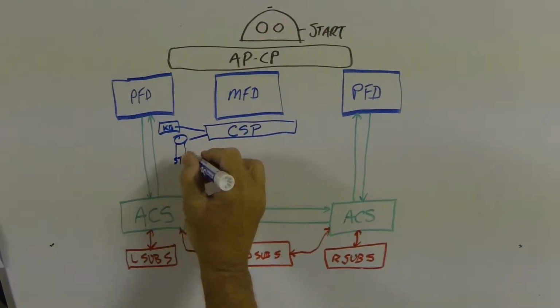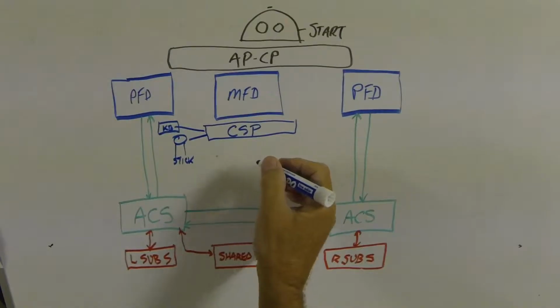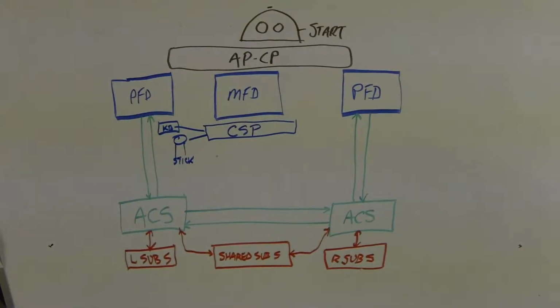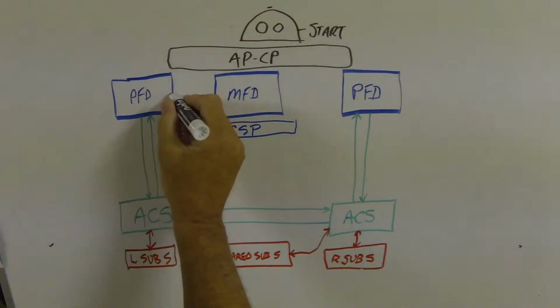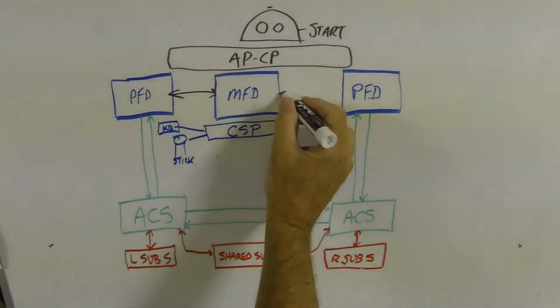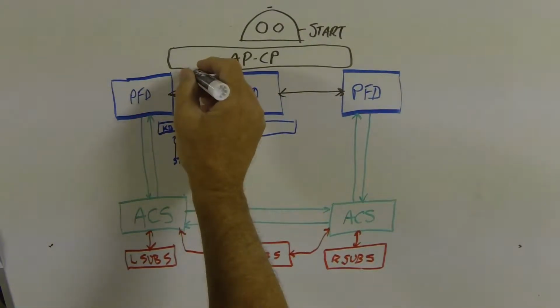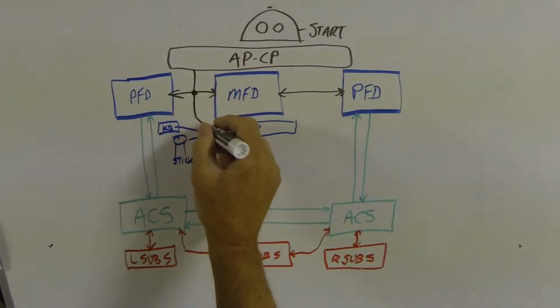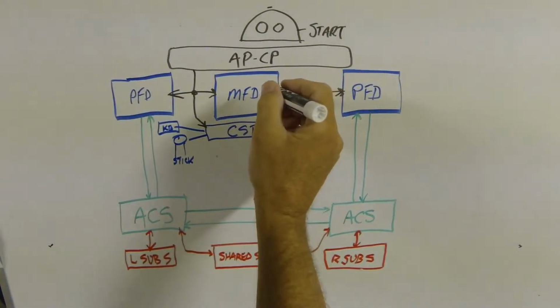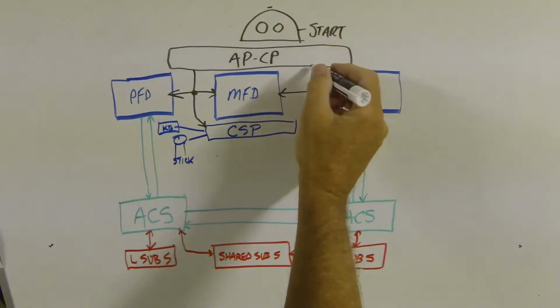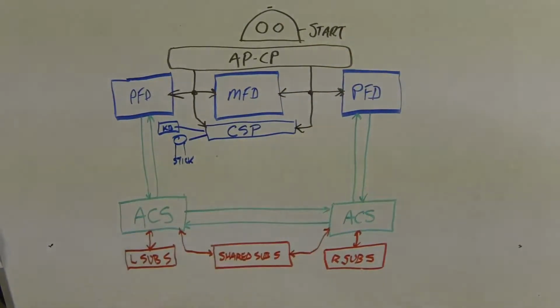Okay, so we have keyboards, we have sticks, we have center consoles, autopilot control panel, starts. All these things go through the center switch panel and communicate through the PFDs to the ACSs on the respective sides, command and control actions, and also receive information back from the ACSs so they can be displayed properly and give the pilot an idea what's going on.